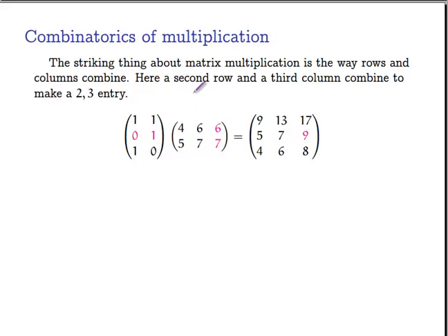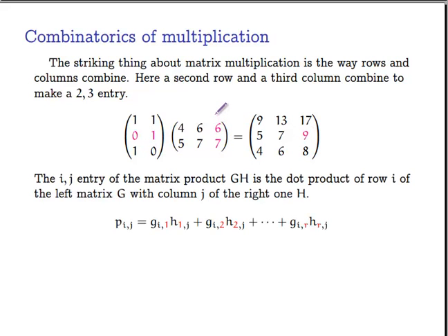All right, so notice how when you multiply, rows and columns combine. The row of the first matrix combines with a column of the second matrix to obtain a single entry whose row index agrees with the row in the first matrix and whose column index agrees with the column in the second matrix. The ij entry is the dot product or inner product of row i in the left matrix with column j in the right one.